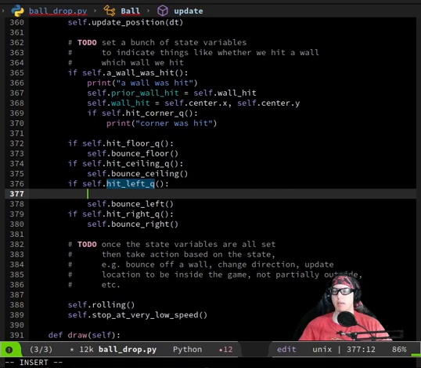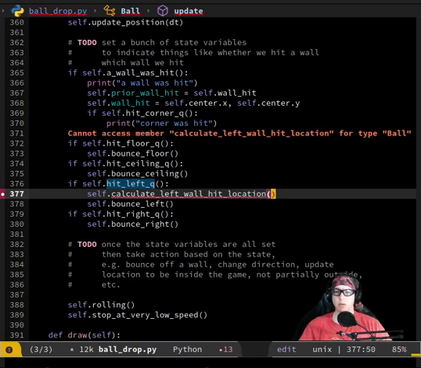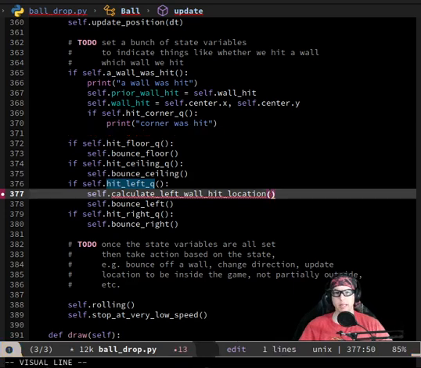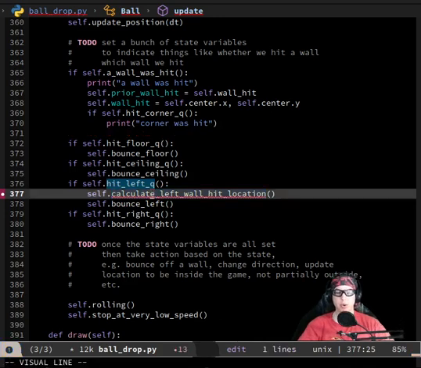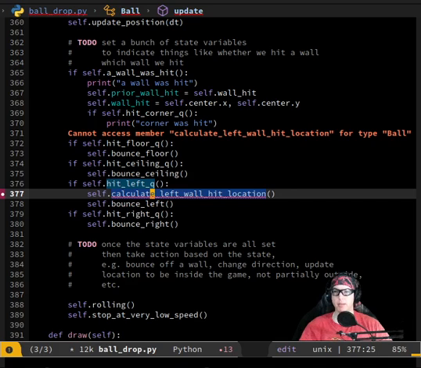Maybe we could have a self dot calculate left wall hit location. I don't think we'll end up keeping this, but this is what I can think of right now. So I'm going to go with this until it's obvious what a better way of doing it is. So yeah, I'll just call it calculate left wall hit location. And then we can write this function, and we don't have to worry about all of the other walls. We can just write this function.